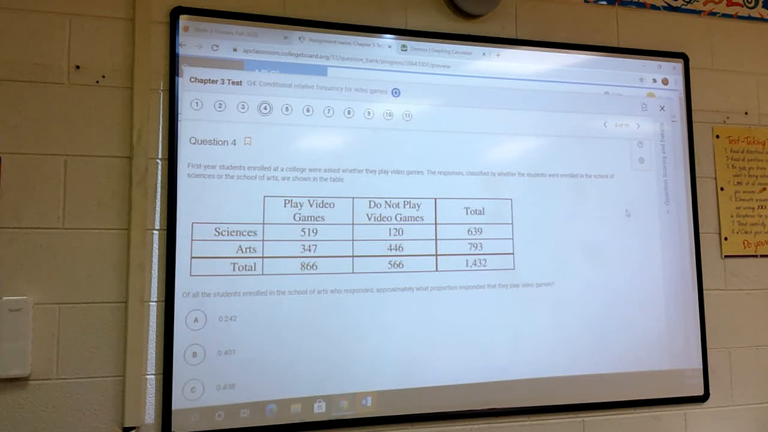Number 4, we did get a table 1 in here. So that takes you back a chapter. First year students enrolled at a college were asked whether they played video games. The responses classified by whether the students were enrolled in the School of Science or School of Arts. Of all the students enrolled in the School of Arts, who responded? So we're only looking at arts. Approximately what proportion said they play video games? So that should be a pretty easy one for you.